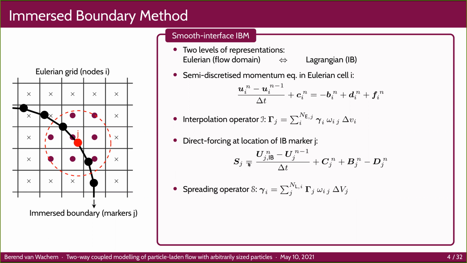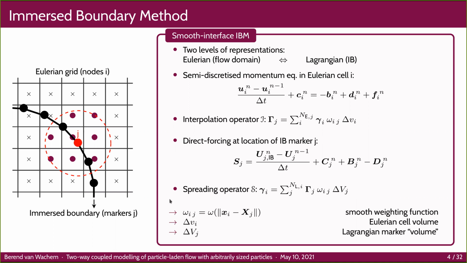Once we have the source term at our Lagrangian marker J, we spread out this source term, that's our small gamma here, with the same spreading operator to the Eulerian mesh, and we apply that. So we have some kind of smoothing weighting functions, we have some Eulerian cell volumes, and we have some Lagrangian marker volumes, which you need to find closures for, you could say. And if we do that right, we get a fully no-slip condition along the surface of the particle, at least specifically in the marker points that we indicate on the particle.